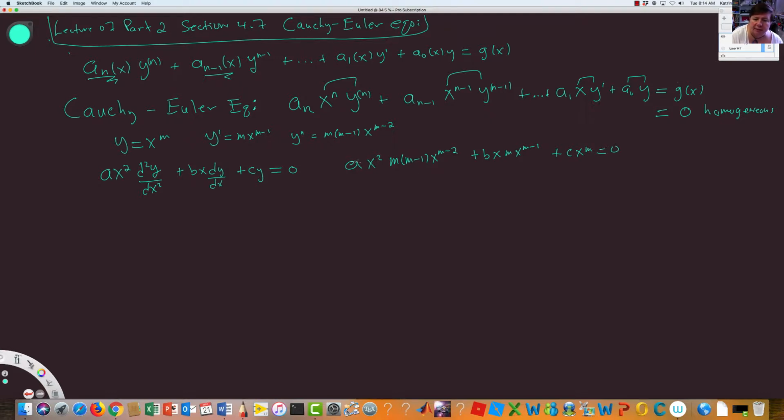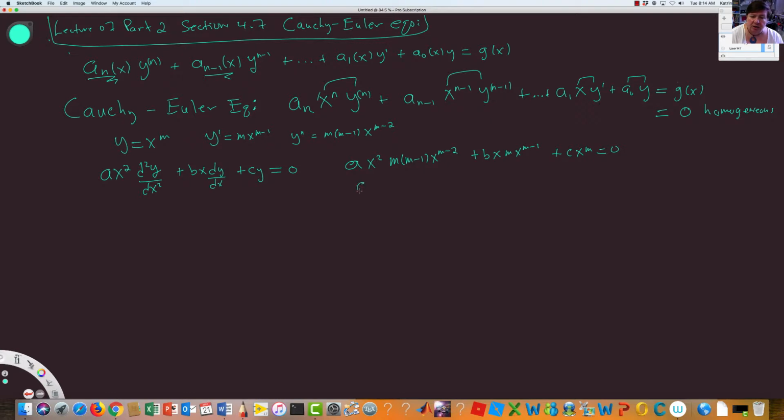Now notice that here the x squared times the x to the m minus 2 just gives me back x to the m. The x times the x to the m minus 1 gives me x to the m, and I have x to the m here, and I'm going to end up with a polynomial equation in m, which is great. So this is why the Cauchy-Euler equation can be solved, and this is why the powers have to match. So the power of x here has to be the same as the number of derivatives that you're multiplying by, okay?